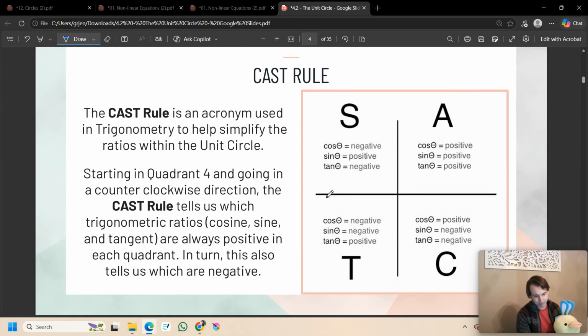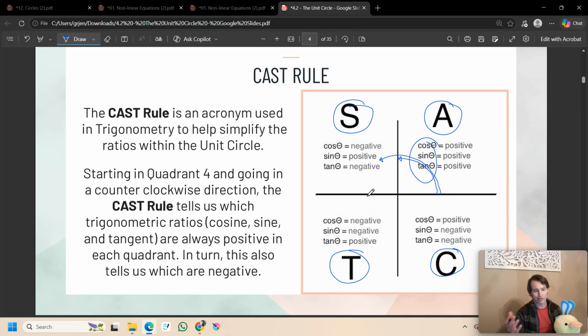Okay, now cast rule. Cast rule is super easy because we spell C-A-S-T this way, and it always tells you which of your primary trigonometric ratios, cosine, sine, or tangent, is positive in that quadrant. So if we are in quadrant A, which is angles from 0 degrees to 90 degrees, or 0 to 1/2 pi, then all of your ratios are positive. But once you go over here, only sine is positive, and cosine and tangent flip to negative.